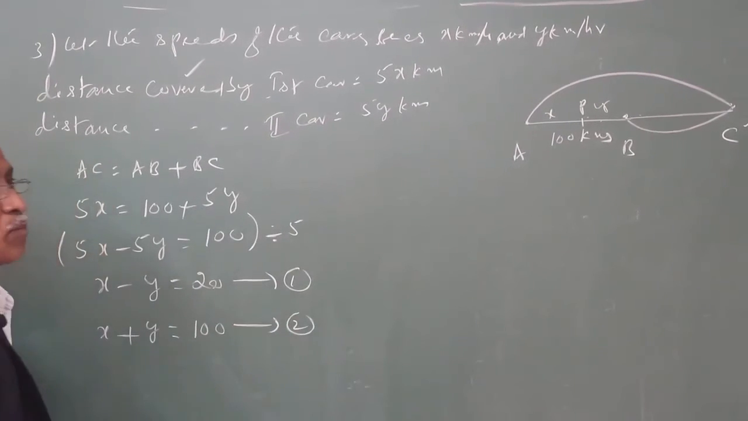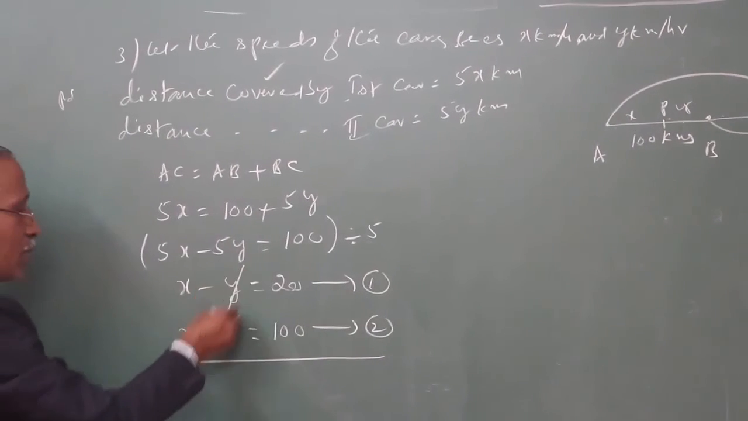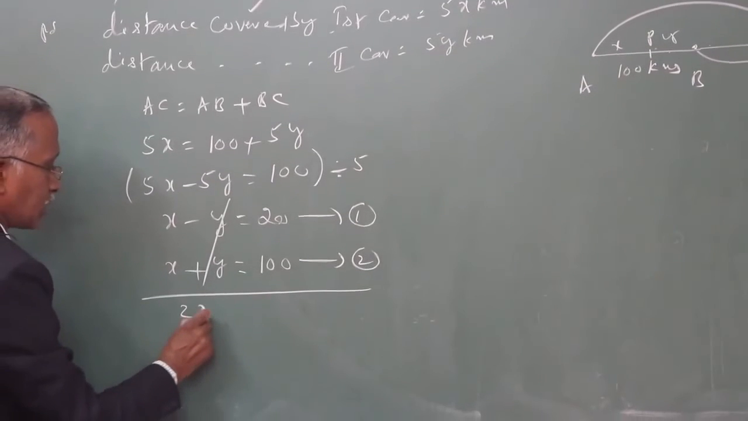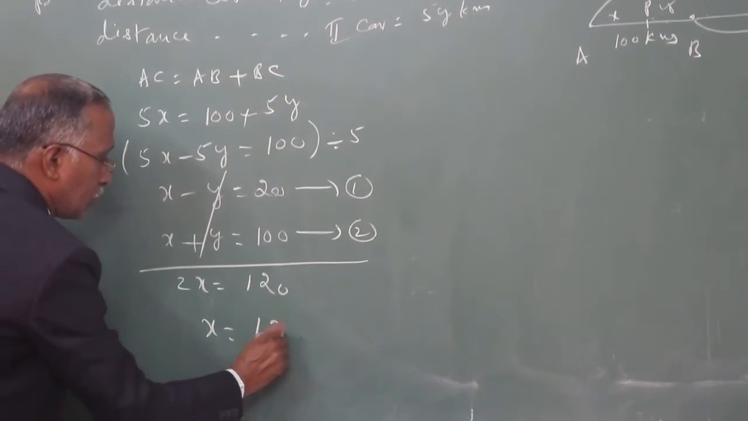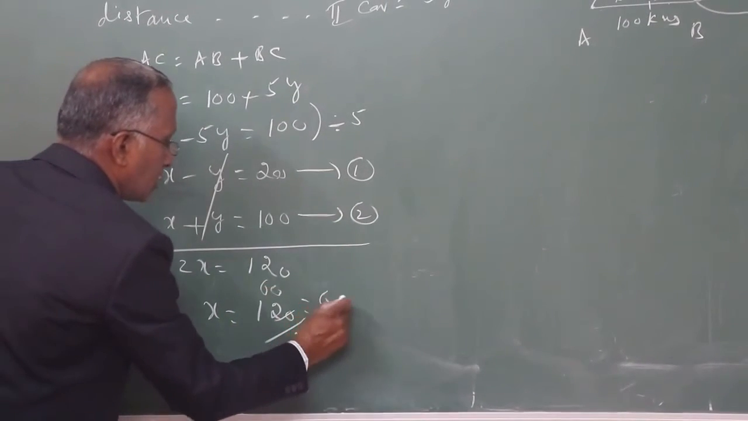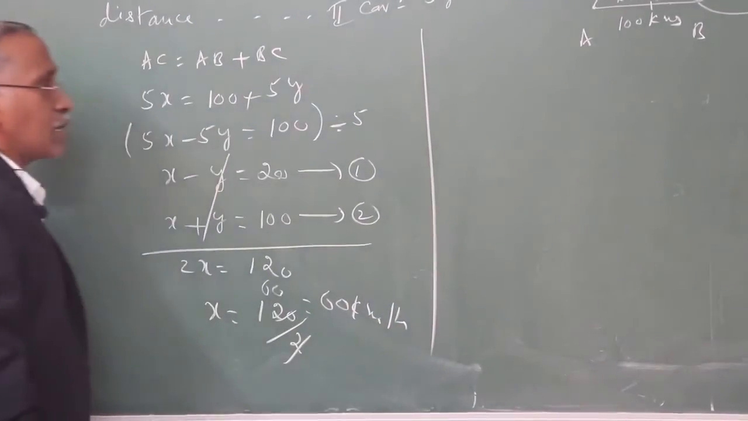Equation 2. This is very, very important. Solve these two equations simultaneously. Plus y and minus y get simplified. We are following the elimination method. x plus x is 2x, which is equal to 120. x is equal to 120 by 2. 2 ones are 2, 2 sixes are 12, so 60 kilometers per hour. Speed of the first car we have got now.